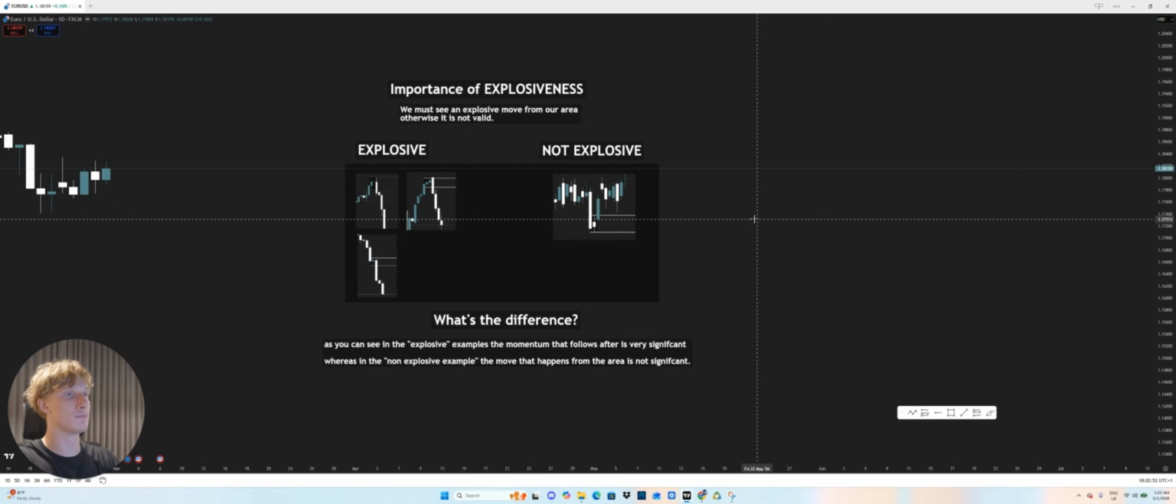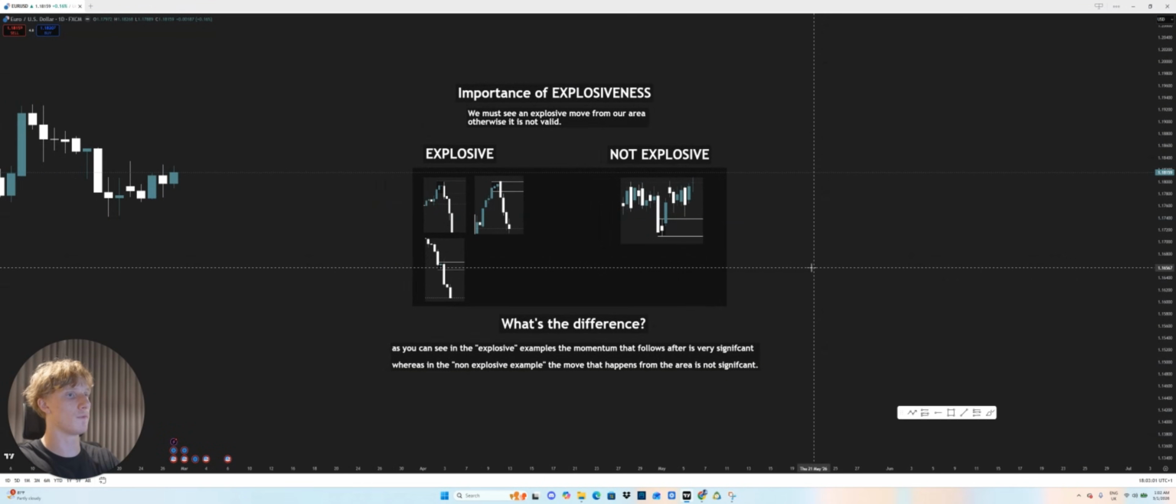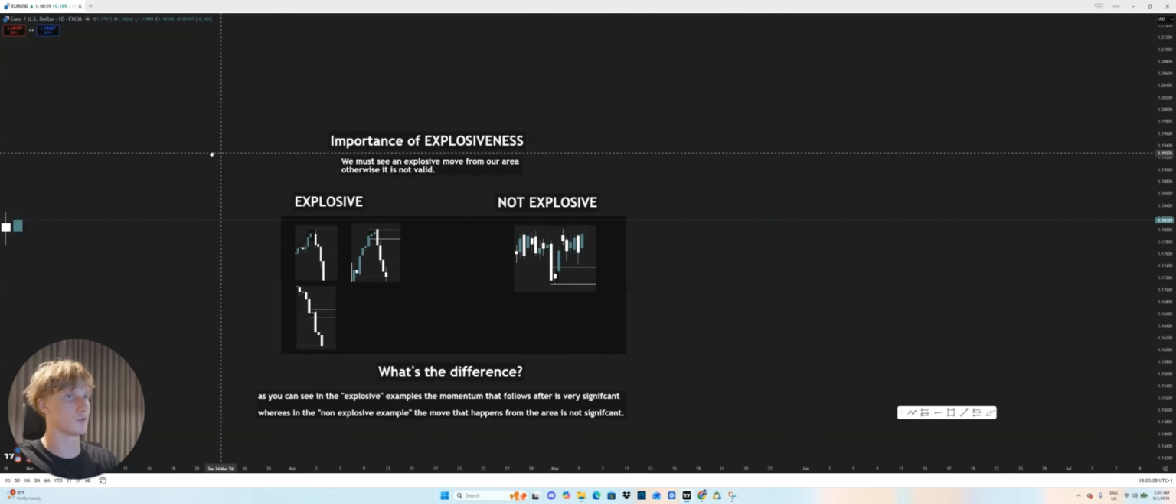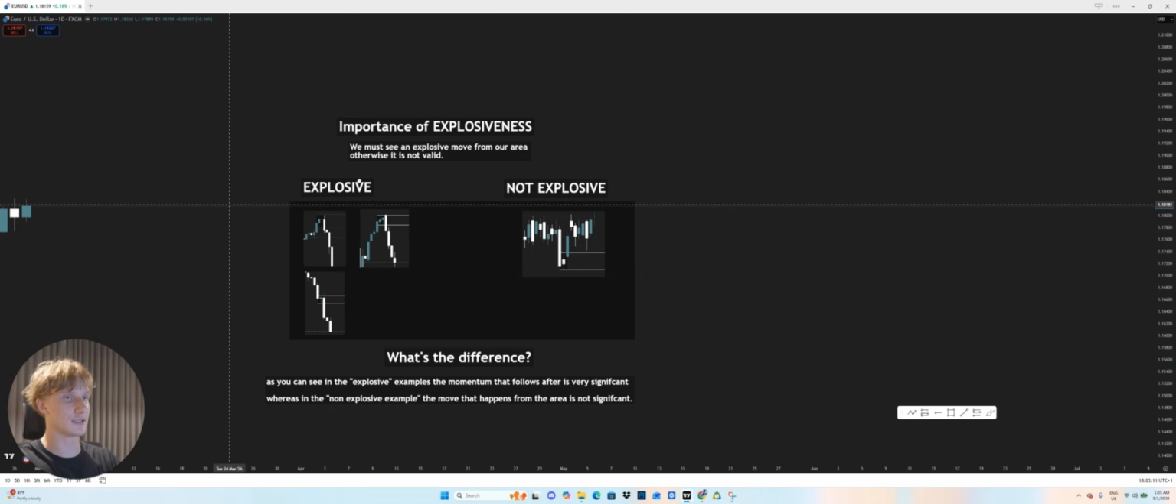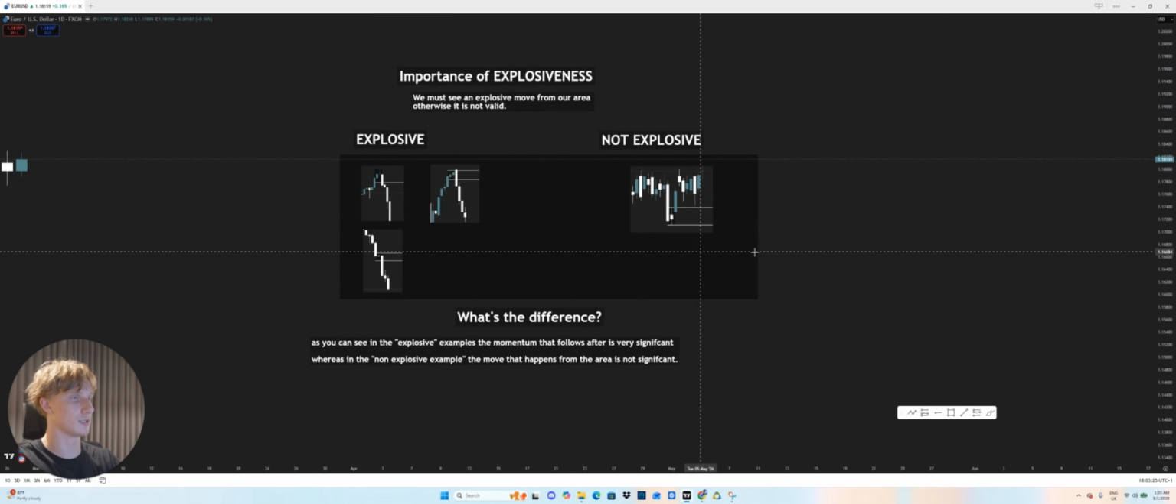Okay, so now we need to talk about the importance of explosiveness from your zone, or the momentum that carries once price has left your zone. This is what validates a zone, and this is what makes a zone not valid, essentially. As you can see here, we have some examples, then we'll go to the chart. From this area that we have marked out, there is a huge move that has happened, right? Price stopped here and absolutely dumped. Price stopped here and absolutely dumped, as you can see.